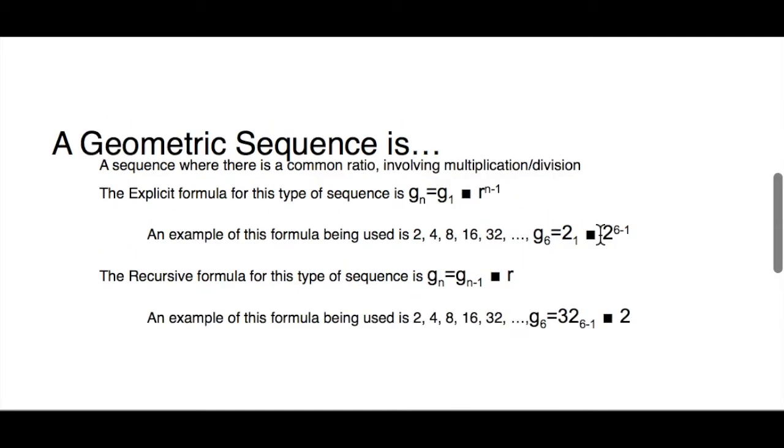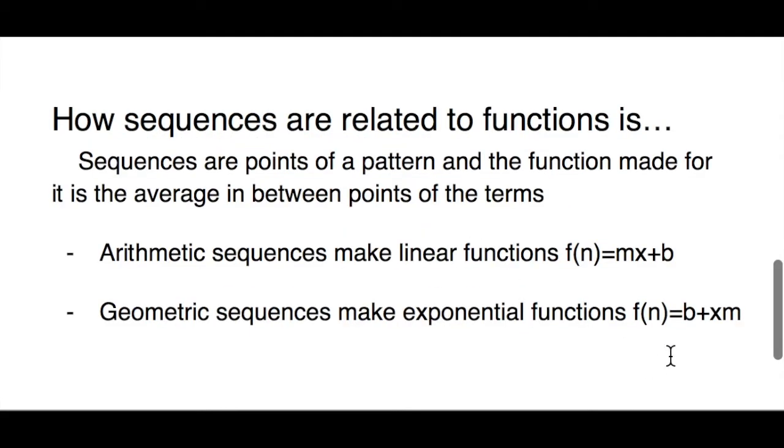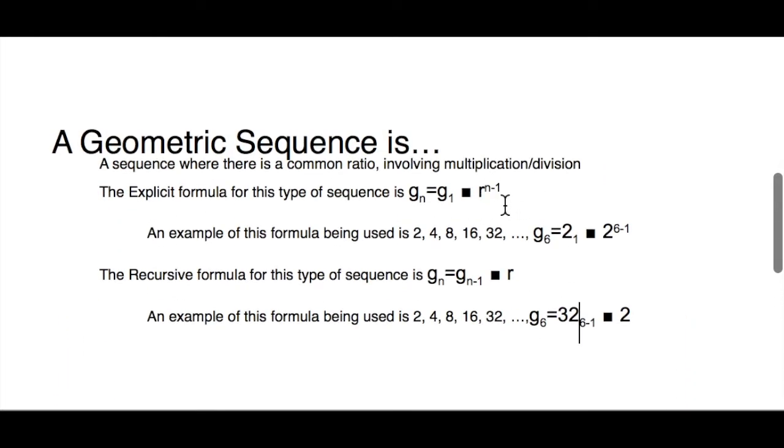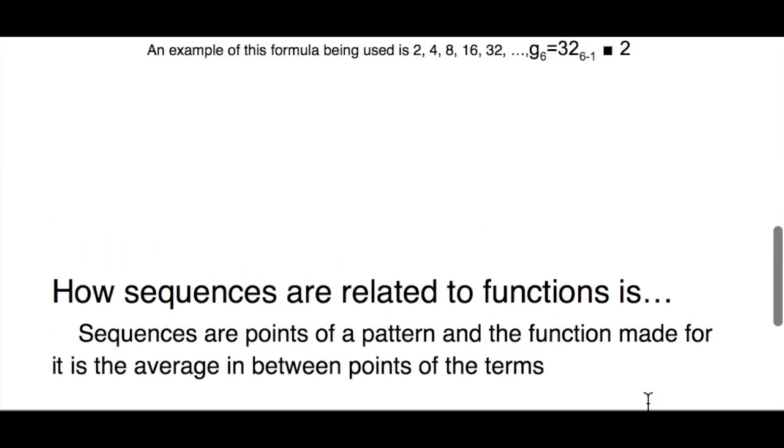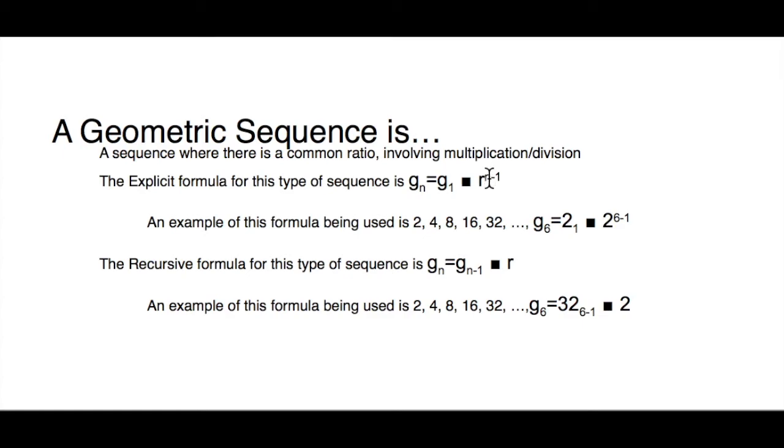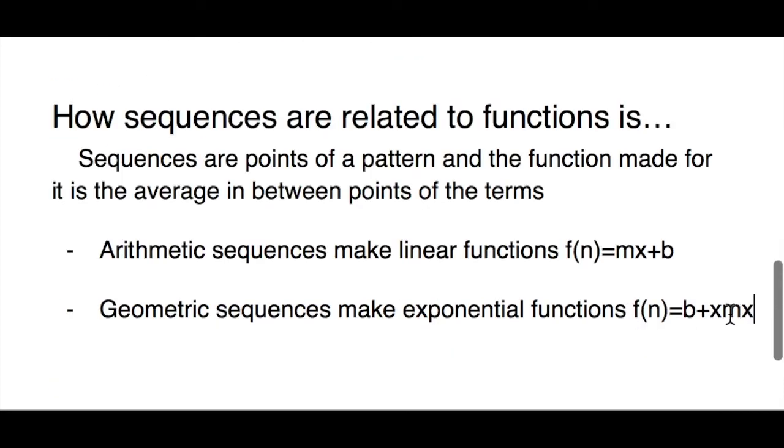And for the geometric, you would just separate the two, so you would have r to the n power times r to the negative 1 power, with g1 times all that. So combine like terms. N is your x, the r, the common ratio, is your slope m, and g1 times r to the negative 1 power is your y-intercept, b.